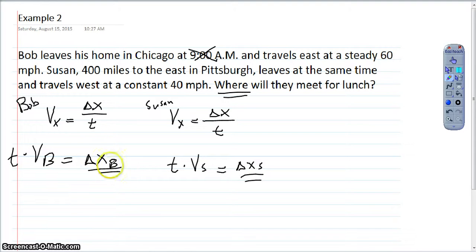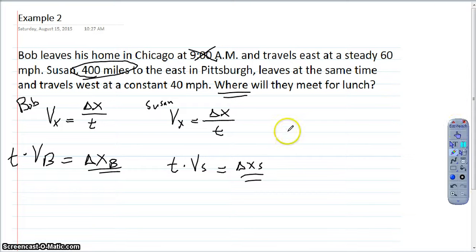Right, so they're both traveling at a constant rate. We can set up these two equations. Collectively, by the time they meet, haven't they traveled the entire 400 miles? Right, so the easy way to work this problem is to just say, well, I know that whatever distance Bob goes plus the distance that Susan goes has to total up to be 400 miles. And notice, because everything is in miles, I'm not worried about any conversions or anything like that.